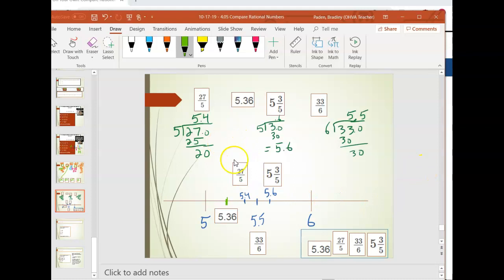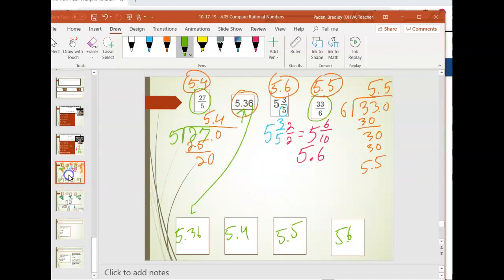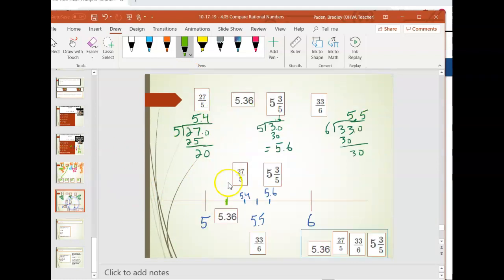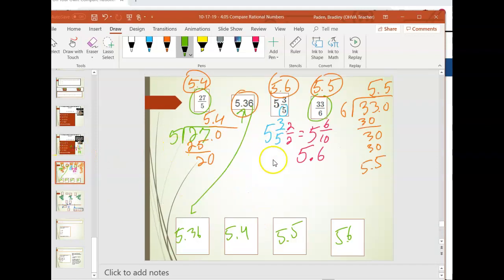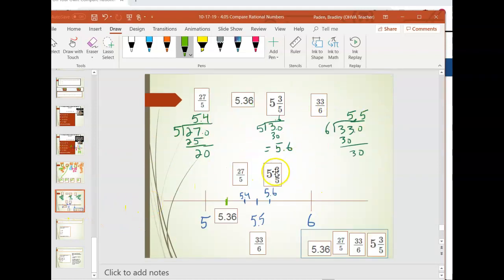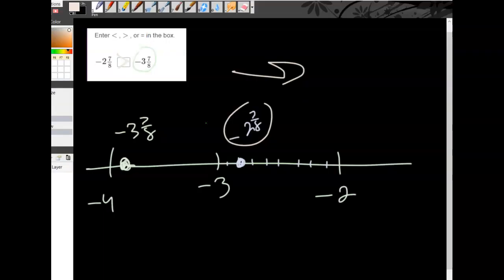Close to there. The next number, 27 over 4, which I turned into 5.4 right there. 27 over 4, the next biggest number, 5.4. The next number, 33 over 6, which we turned into 5.5 right here. And then 5 3/5, which we turned into 5.6, $5.60, the biggest number in our list. Okay, so that's in the slides too.